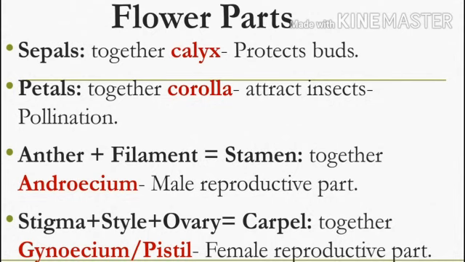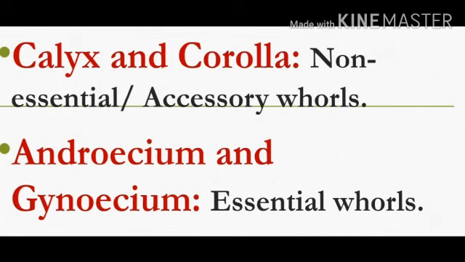Here the sepals and the petals are called the non-essential or accessory whorls, because they do not get involved in reproduction: the sepals protect the buds and the petals' role is attracting insects. But the ones involved in reproduction are the androecium and the gynoecium, so they are called the essential whorls. As we are studying reproduction in plants, we are focusing on the androecium and gynoecium.